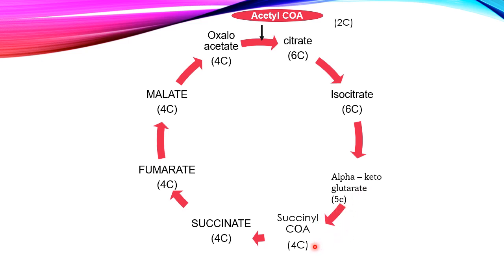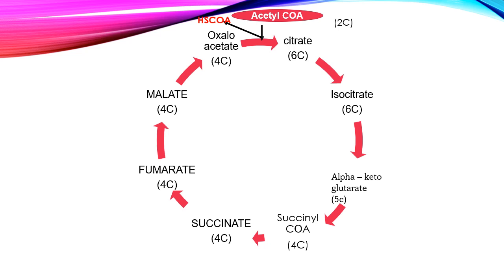Therefore, alpha ketoglutarate is converted into succinyl-CoA, a four-carbon compound, and succinyl-CoA is converted into succinate, a four-carbon compound, and further conversion results in fumarate. It is also a four-carbon compound, and fumarate is converted into malate, a four-carbon compound, and further malate is converted into oxaloacetate. This is a generalized representation. We will deal with these steps in detail. I hope you are clear with this. There are two decarboxylations occurring over here. Let's proceed ahead with this cycle.